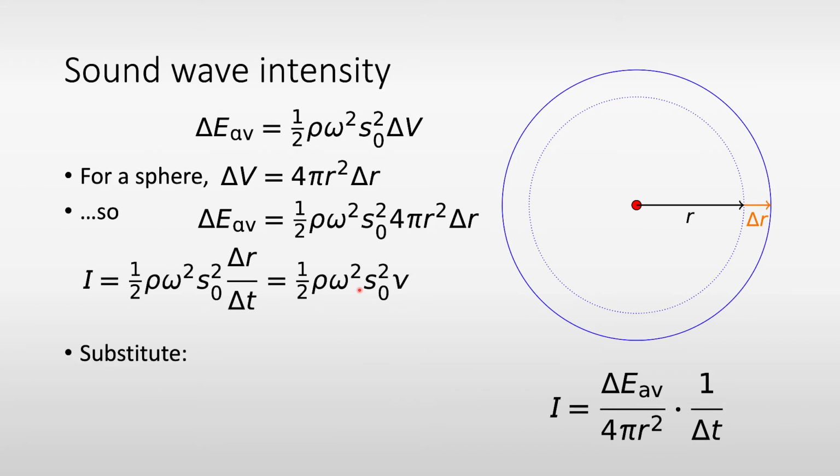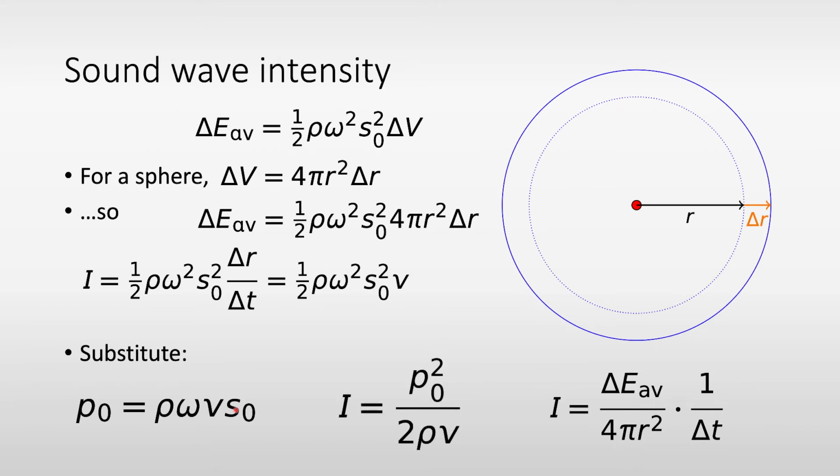What we can now do is use the expression that we had earlier for how the maximum pressure relates to the density, frequency, speed, and the amplitude of that wave. We use that and we can substitute this into our expression for the intensity to get a final expression relating the sound wave intensity to the maximum pressure and the density of the material.